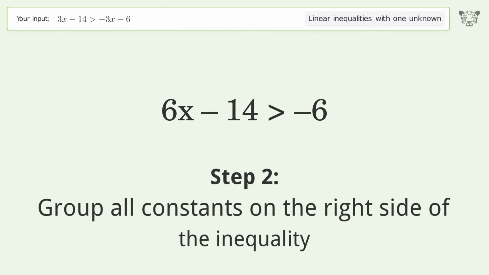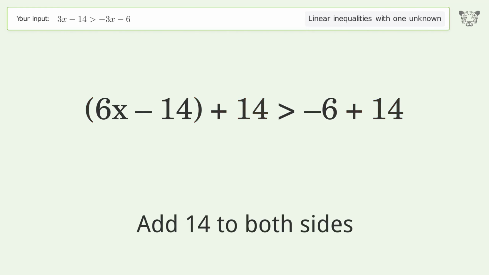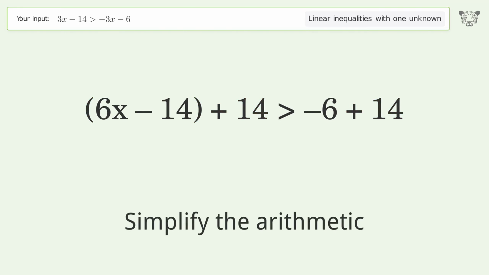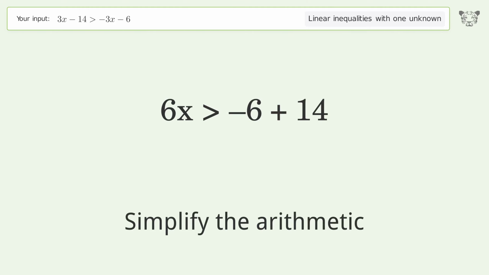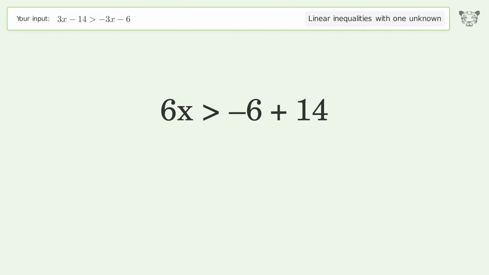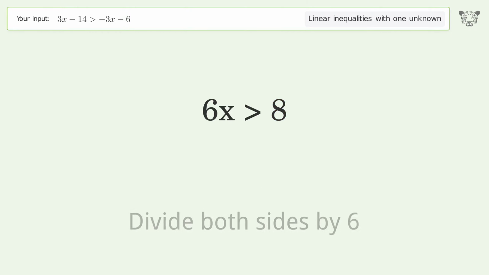Group all constants on the right side of the inequality. Add 14 to both sides. Simplify the arithmetic. Isolate the x. Divide both sides by 6.